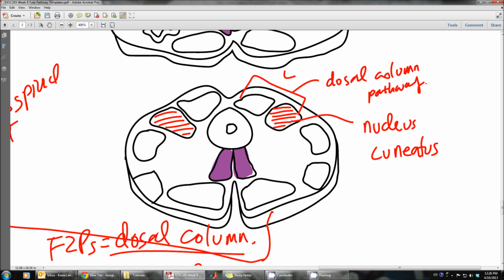So this axon terminal will be located in the nucleus cuneatus. And the second order neuron, I'll just delete that, is found here, nucleus cuneatus. And the second order neuron crosses over to the other side. So it crosses over at the lower medulla. So let's label this lower medulla.